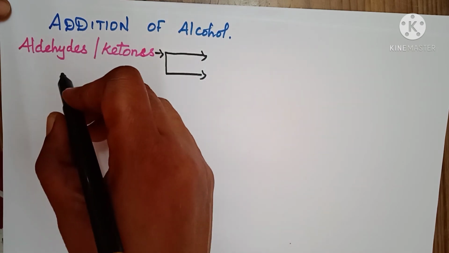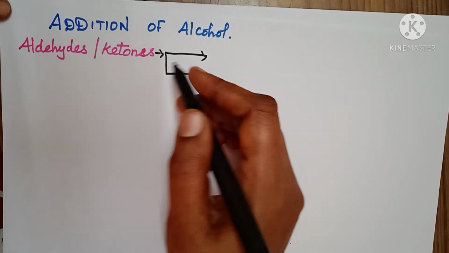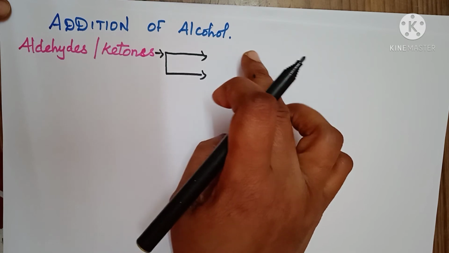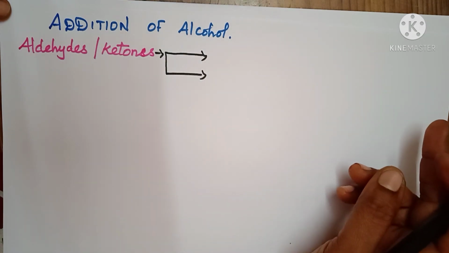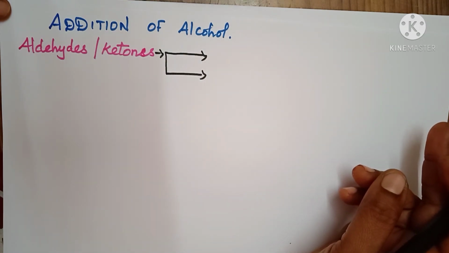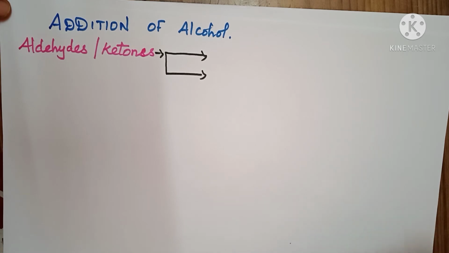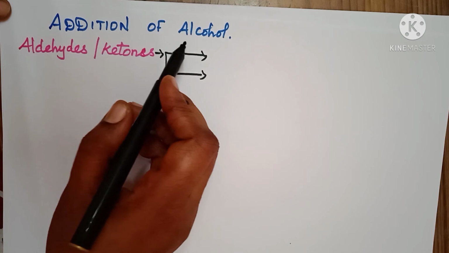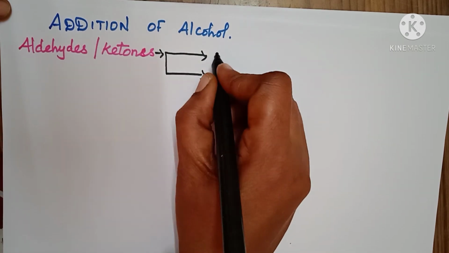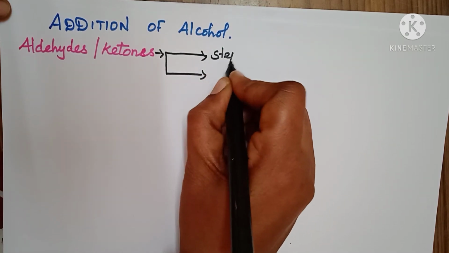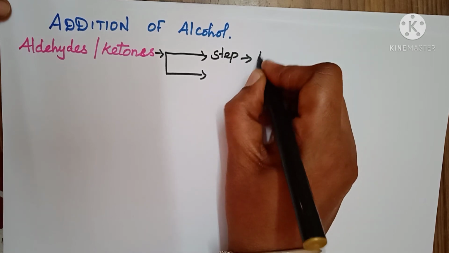Okay. Now, the first one, aldehydes or ketones. Whatever the reaction may be, there will be some steps. If you follow the steps, it will be easy to understand and easy to remember. So for addition of alcohol, there are two steps. Step 1 is hemiacetal.